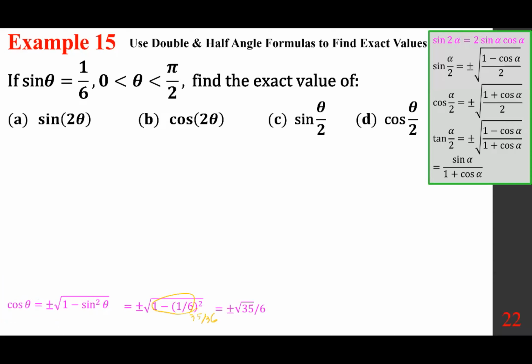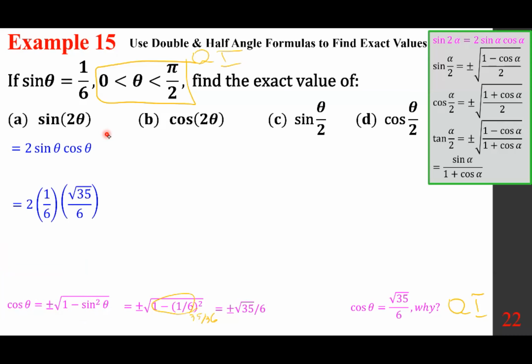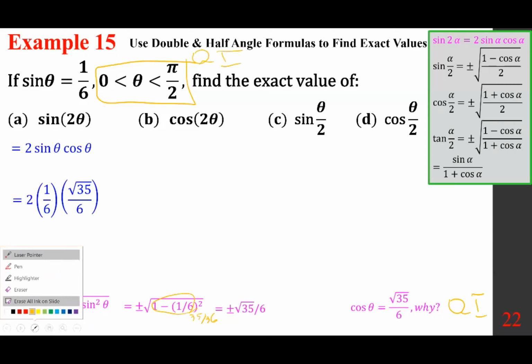Now, is it positive or is it negative? We choose the positive because theta is in the first quadrant. Now we can plug in 2 sine theta cosine theta. The denominator is 18, the numerator is square root of 35, and we are done.